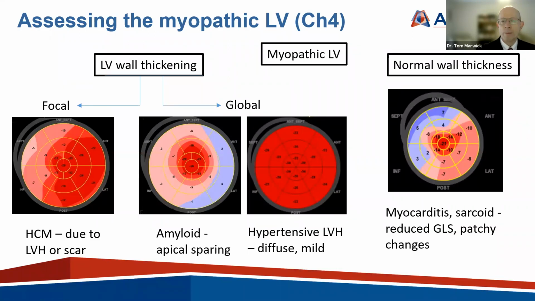So chapter 4 is about the myopathic ventricle, and obviously we're often confronted by a ventricle that is thickened, and we're pondering about the differential diagnosis of strain. And here we're looking not so much at the global measurement, but the distribution of measurements around the ventricle. You can see there various interpretations of hypertrophic cardiomyopathy, amyloidosis with the typical apical sparing pattern, the diffuse change in hypertensive left ventricular hypertrophy, and then the possibility of other pathologies in the setting of normal wall thickness.